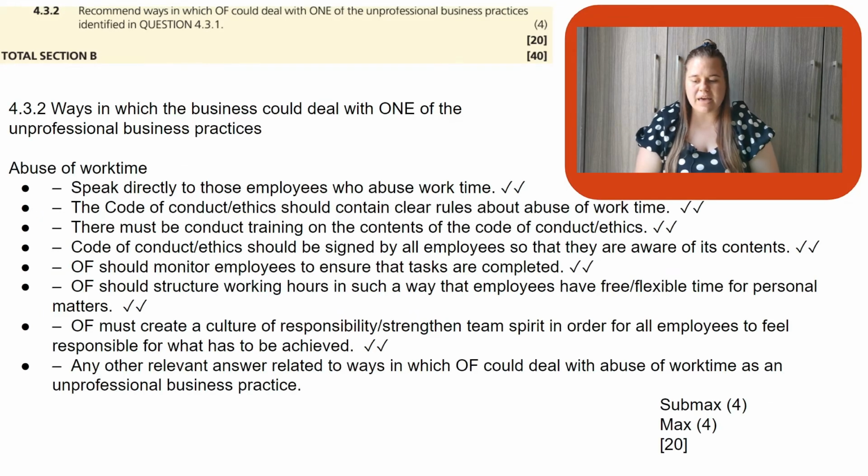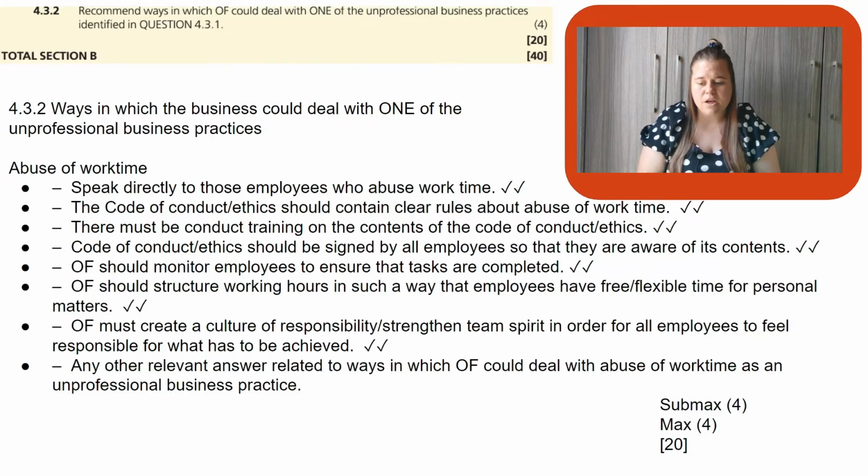Then the next one we have is abuse of work time. So speak directly to those employees who are abusing work time. The code of conduct or ethics should contain clear rules about the abuse of work time. There must be training on the contents of the code of conduct and ethics. The code of conduct or ethics should be signed by all the employees so that they're aware of the contents. OF should monitor employees to ensure that tasks are completed.